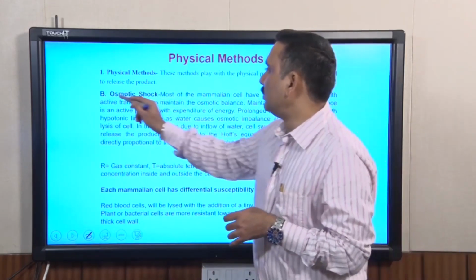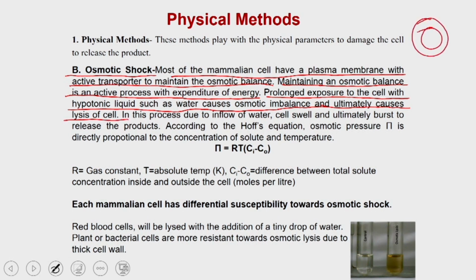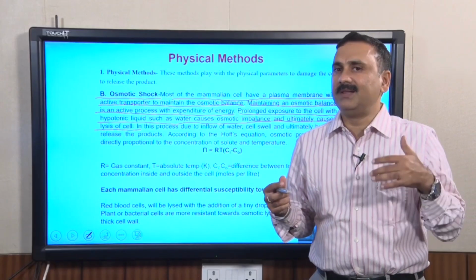Now, the next method is called osmotic shock. Most mammalian cells have a plasma membrane with active transporters to maintain the osmotic balance. Maintaining an osmotic balance is an active process with expenditure of energy. So prolonged exposure of the cell to a hypotonic liquid such as water causes osmotic imbalance and ultimately causes lysis of the cell. This osmotic shock is only true for cells which contain a plasma membrane.